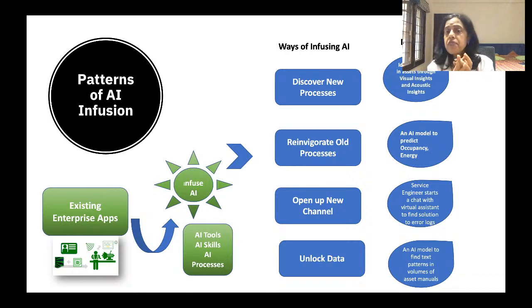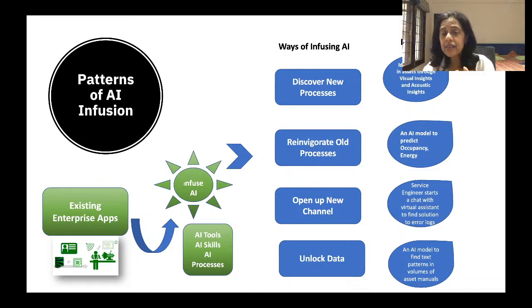Now, the other way of infusing AI, which you would have heard a lot about, is basically the chatbots, right? It opens up a new channel altogether, whether it is in retail, or whether you want to chat. I mean, even for COVID-19, we have a Watson Assistant chatbot, which basically answers a lot of questions for us. So it's a new channel. It can just open up a new channel.